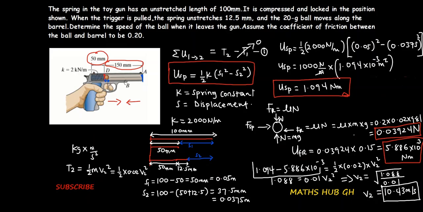So guys, one thing you have to know is that you might not get the same answer that I got, which is 10.43 meters per second. If you don't get that same answer, it is because of how the rounding of numbers was done during the solution.